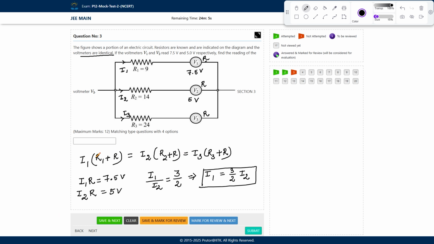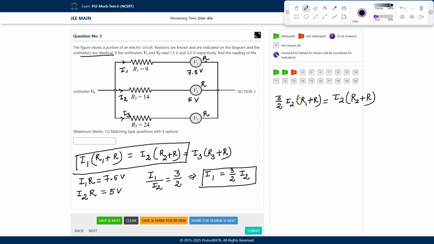Okay, now we will solve for this box and put I1 here as 3 by 2 I2. So I am writing here 3 by 2 I2 R1 plus R equal to I2 R2 plus R. So I2 will get cancelled out and 2 will go there. It will become 3R1 plus 3R equal to 2R2 plus 2R.